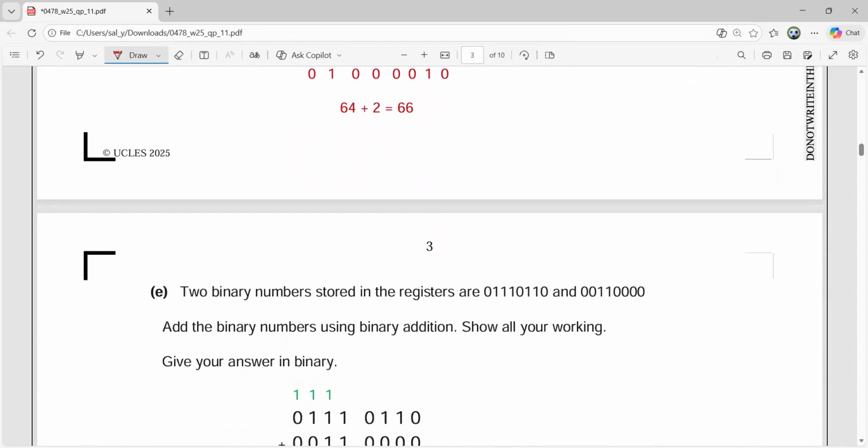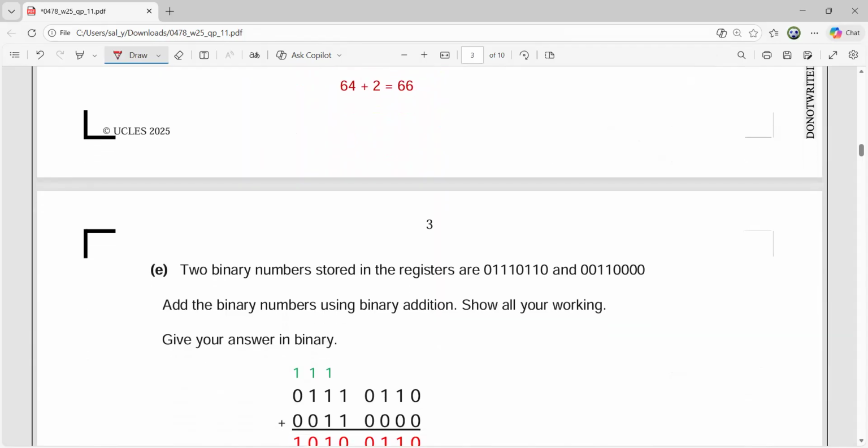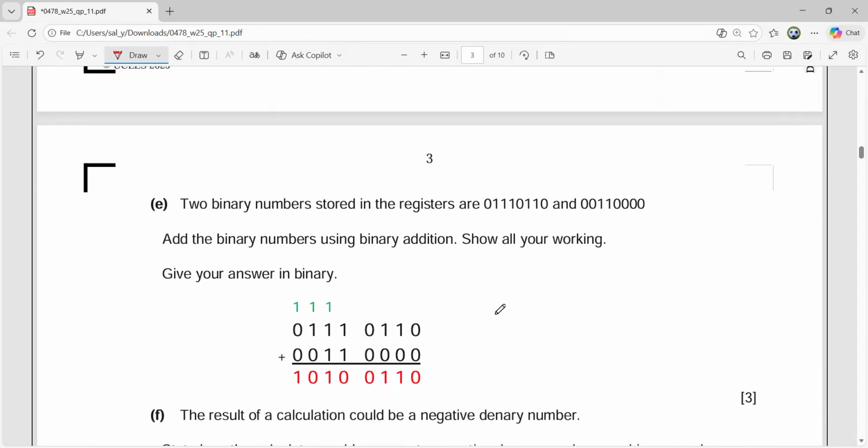Part E. Two binary numbers stored in the registers are 01110110 and 0011 and then 4 zeros. Add the binary numbers using binary addition. Show all your working. So this is your addition, and we are going to start from the right hand side, or the least significant bit. 0 plus 0 is a 0, 1 plus 0 is a 1, 1 plus 0 is a 1, and 0 plus 0 is a 0.